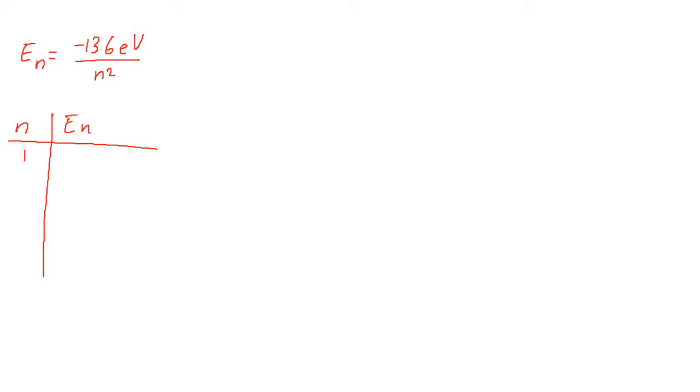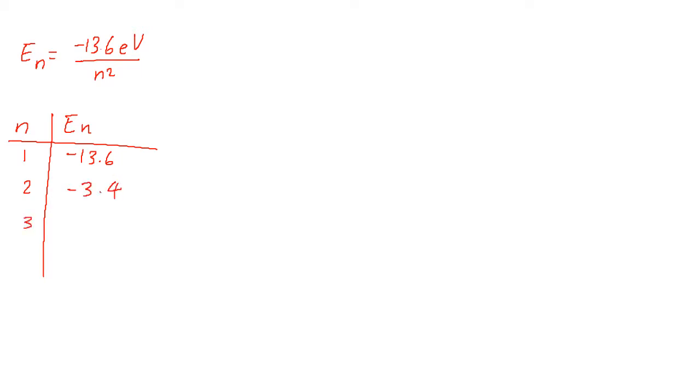Okay, so let us consider the possible energies. En is given by negative 13.6 eV divided by n square. So let us just tabulate the value of n versus En. For n equal to 1, it is negative 13.6 eV. For n equal to 2, negative 13.6 divided by 4. So that is negative 3.4 eV.